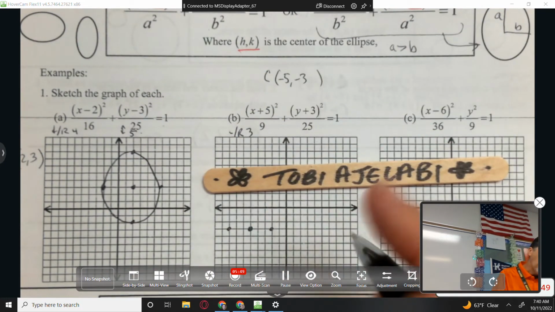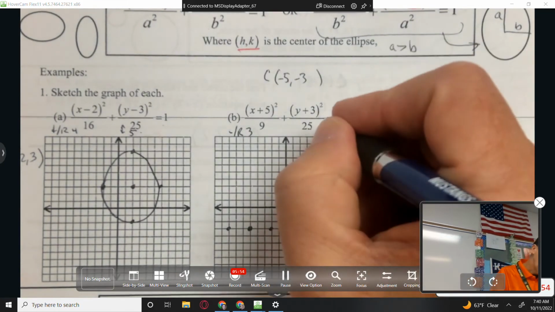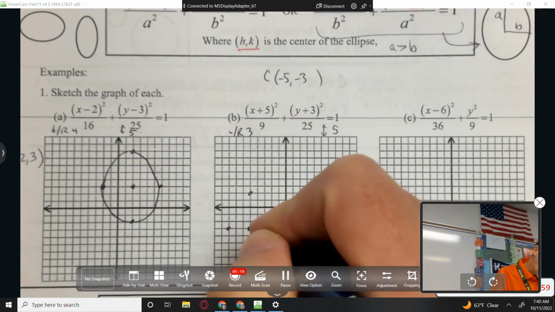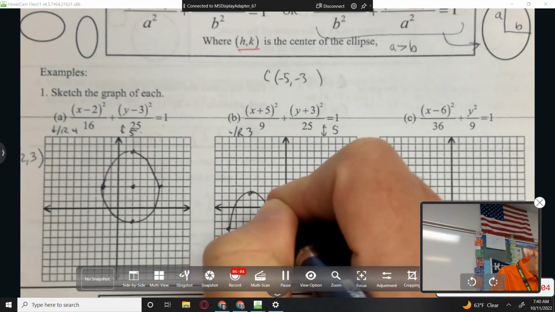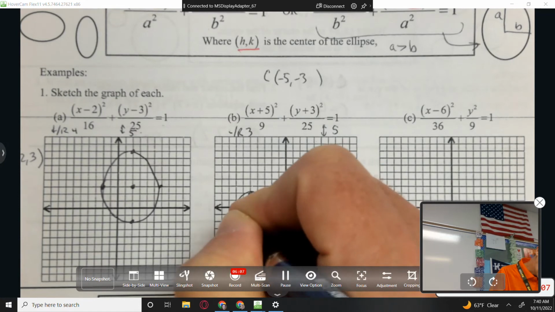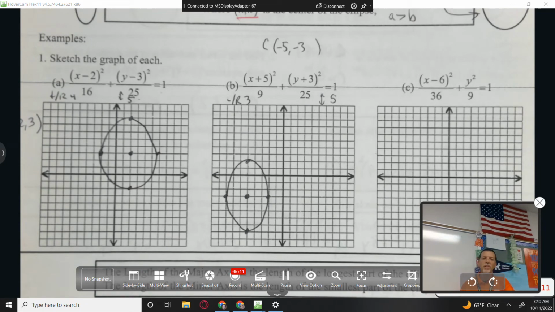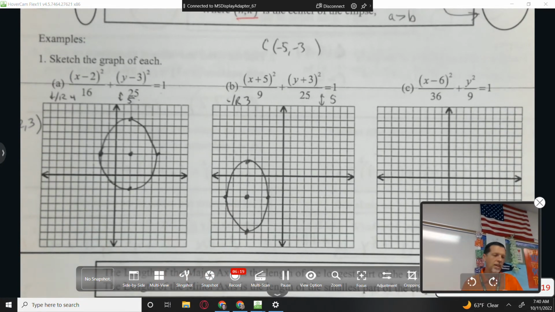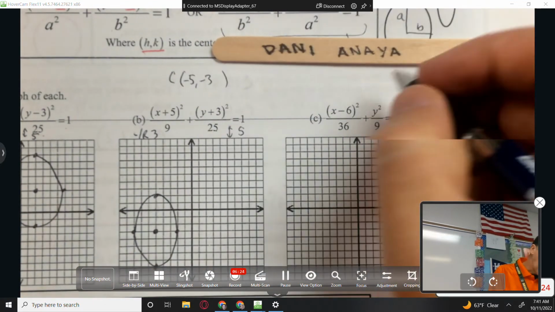Toby, how about that 25? What do we do with the 25? You go up and down 5. I feel like my ellipses are getting better. I feel like 3/4 of that one is good. And that bottom left piece is a little bit off. That's okay. Graph C, third graph.